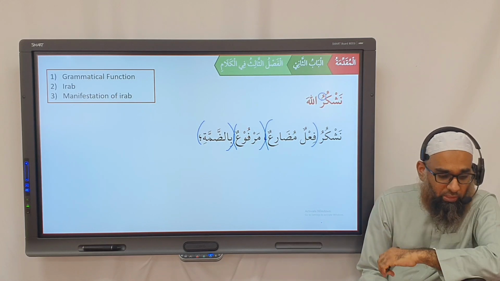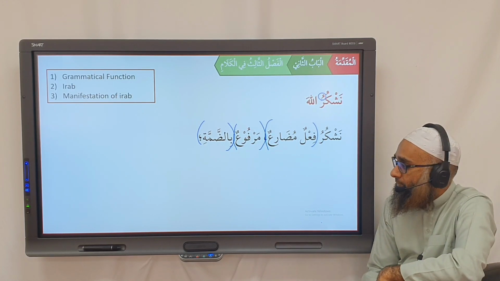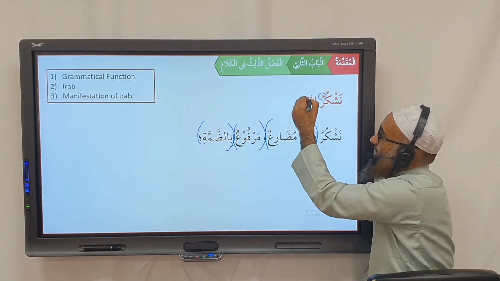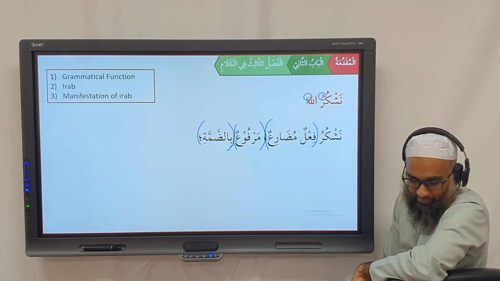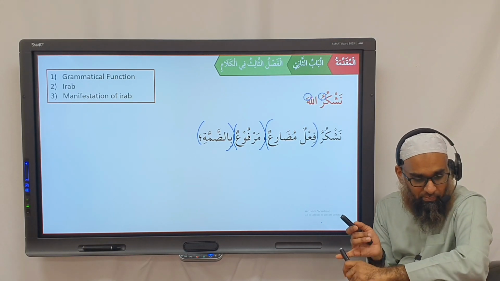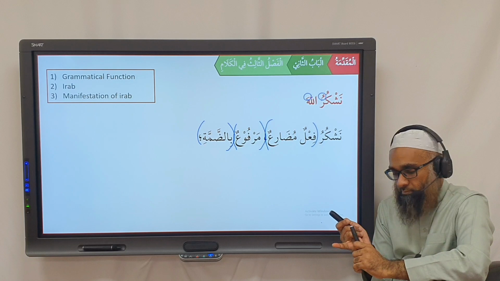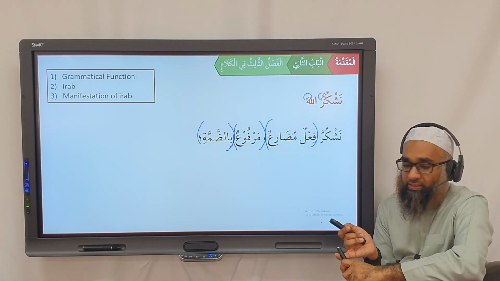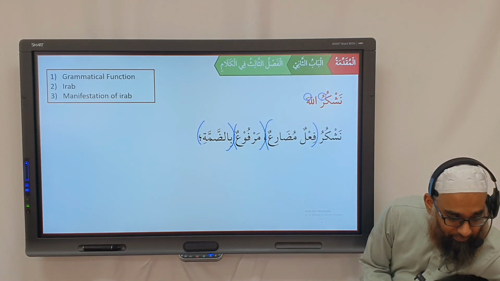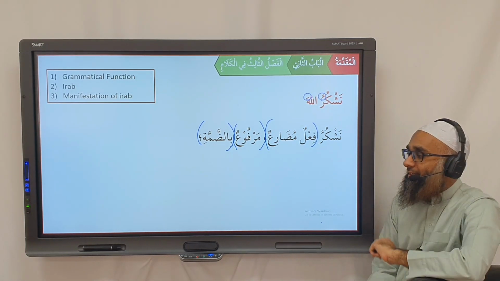Finish it off. What's the word lafz jalala? What's the i'rab of lafz jalala? It's mansoob. Lafz jalala maf'ul bihi, mansoob bil-fatha. Very good. But what's missing in the i'rab? The fa'il. Can you see the fa'il?